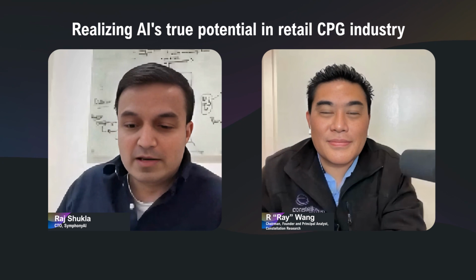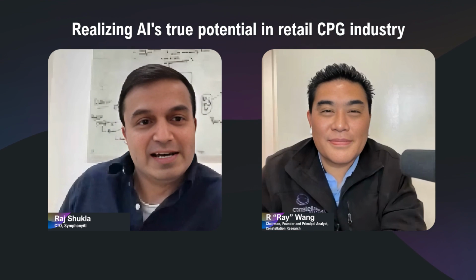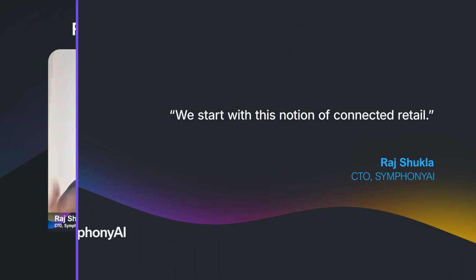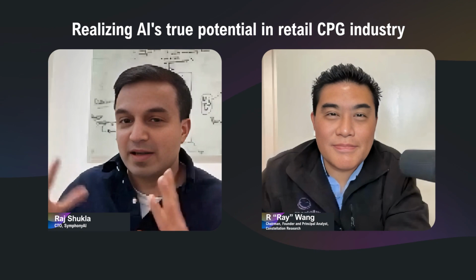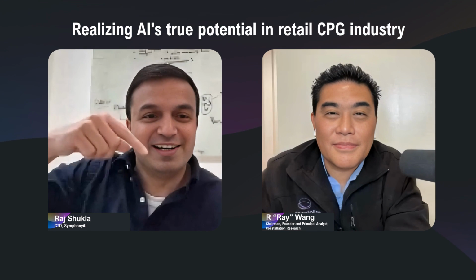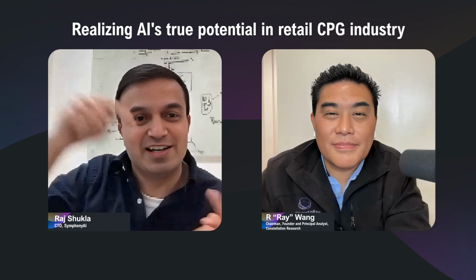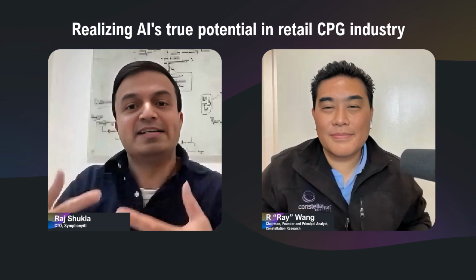We have a flagship retail platform called Cindy Gen AI in SymphonyAI, and we start with this notion of connected retail, right? At the end of the day, it's the same product that gets produced, delivered through your supply chain to a store, and there is a customer segment that is buying that. There is a natural demand for it. So it is all connected.